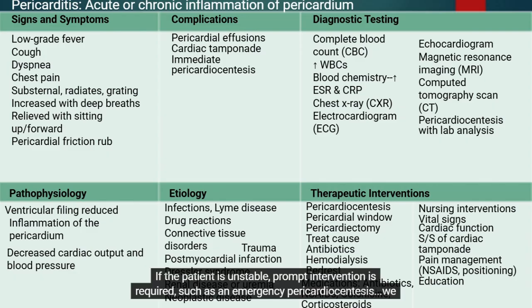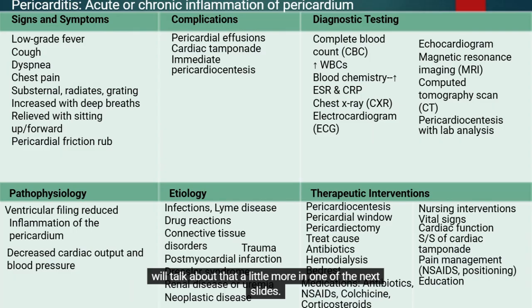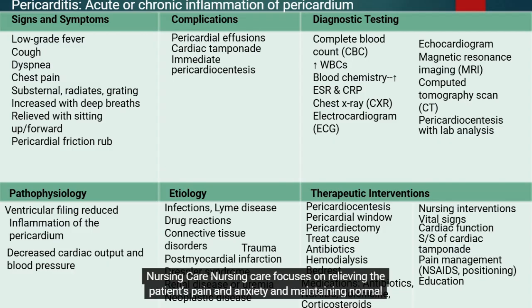If the patient is unstable, prompt intervention is required, such as an emergency pericardiocentesis. We will talk about that a little more in one of the next slides. Other therapeutic measures include a pericardial window and pericardiectomy. We will talk about them in the next couple slides.